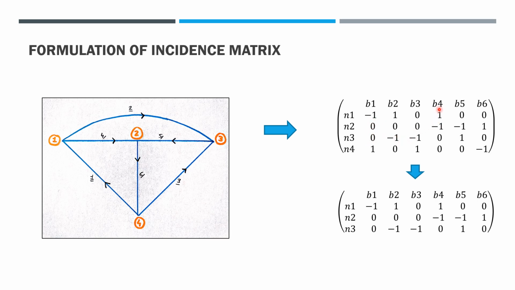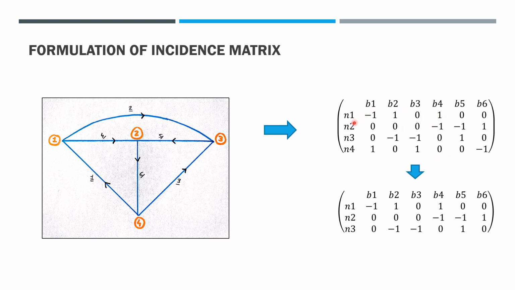Let's do it for branch 4. Branch 4 is connected between node 1 and node 2. Its direction is towards node 2. So the corresponding element for branch 4 and node 2 is minus 1 and the element that corresponds to node 1 and branch 4 is 1 and other elements are 0.